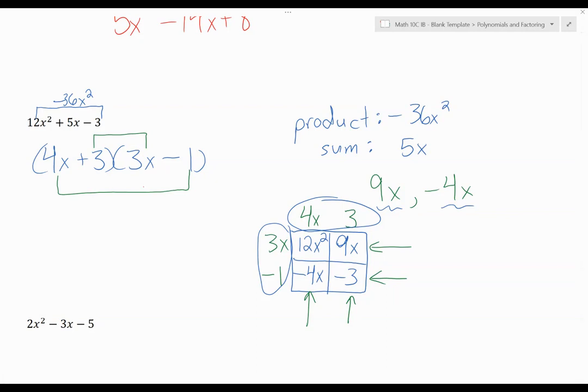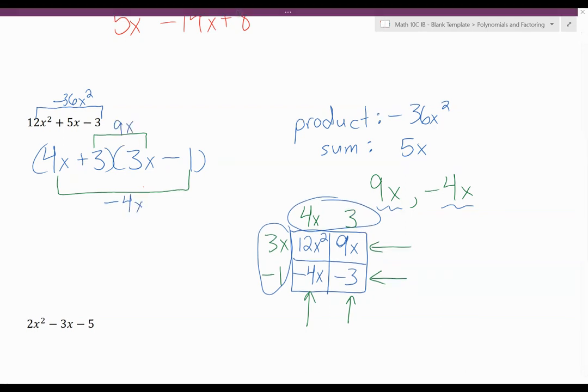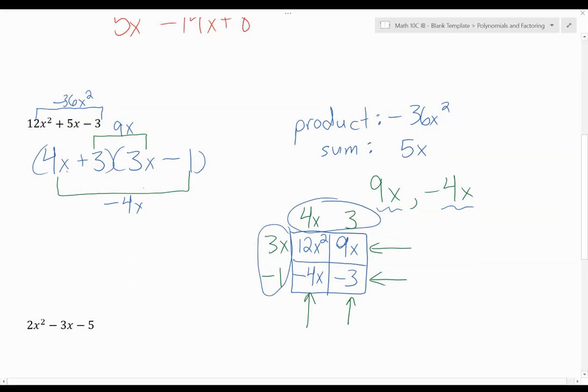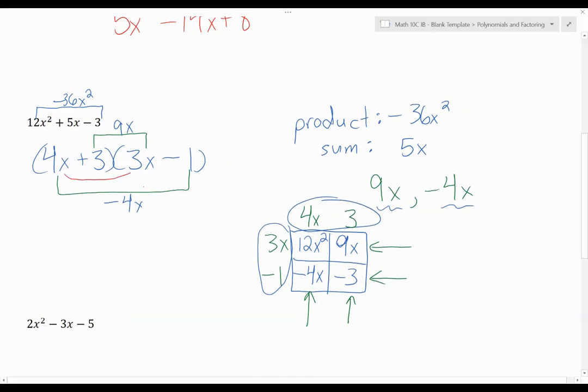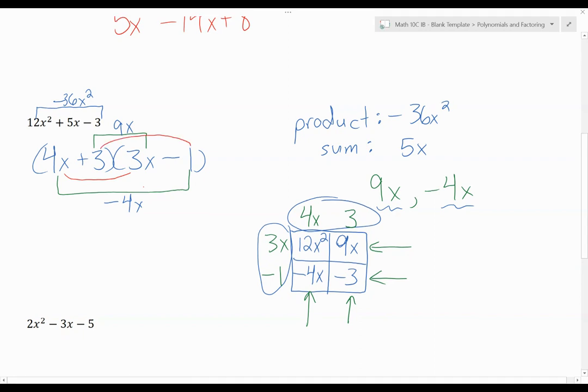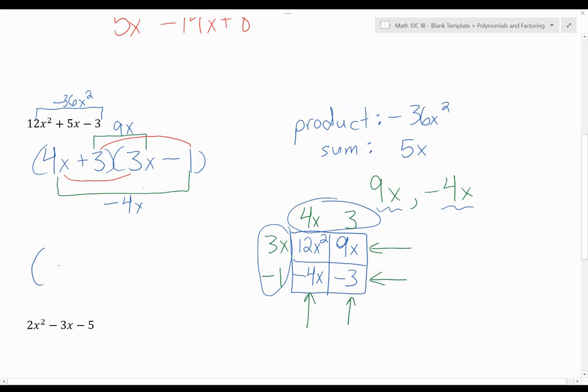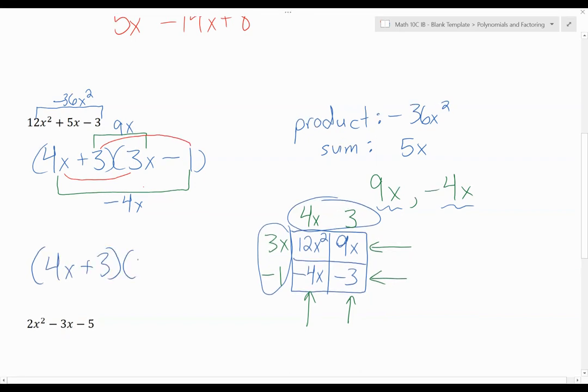If I multiply the 4x with the negative 1, I get negative 4x. If I multiply 3 times 3x, I get 9x. When I multiply together these two linear terms, 4x times 3x does give me 12x squared, and 3 times negative 1 does give me negative 3. So ultimately, I'll just rewrite the two factors in nice factored form without all those lines everywhere: 4x plus 3 times 3x minus 1.